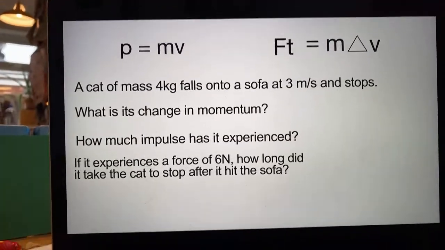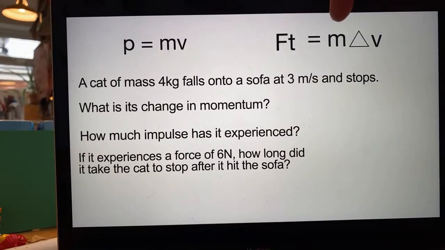Ft, that is impulse, yeah? m change in v, this is the change in momentum. So if something's momentum has changed, that's because a force has been applied over a certain amount of time. And this is what we did last week. Momentum equals mass times velocity. So a cat of mass 4 kilograms falls onto a sofa at 3 meters per second, and then it stops.